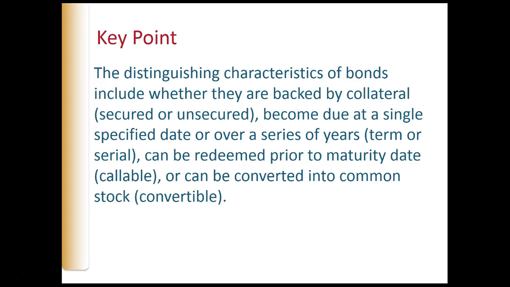Now, another key point to remember, don't you like these key points? Another key point to remember is the distinguishing characteristics of bonds include: are they collateralized? Are they backed by collateral, which means they're secured? And if they're not backed by collateral, they would be unsecured bonds. They become due at a single specified date or over a series of years. They can be redeemed prior to maturity, which we call a callable bond, or they can be converted into common stock, which is known as a convertible bond.